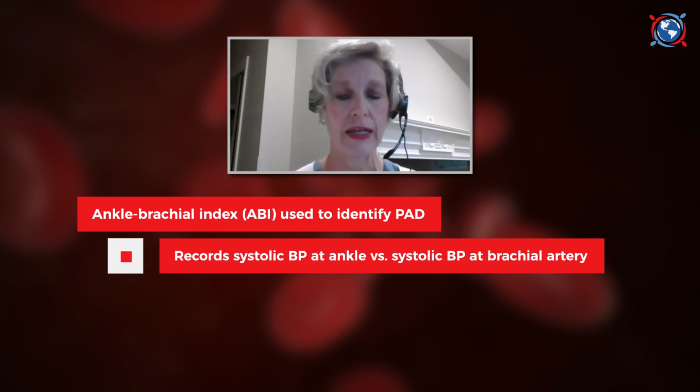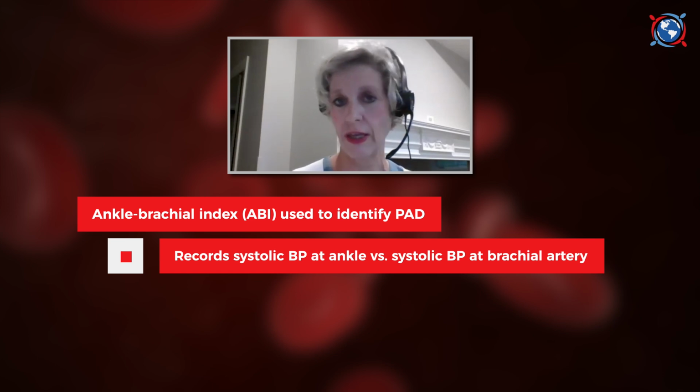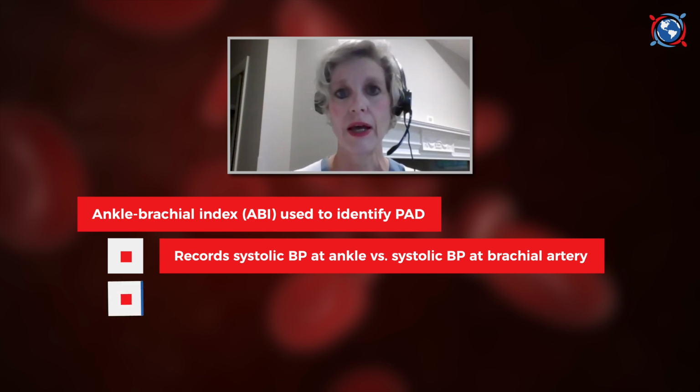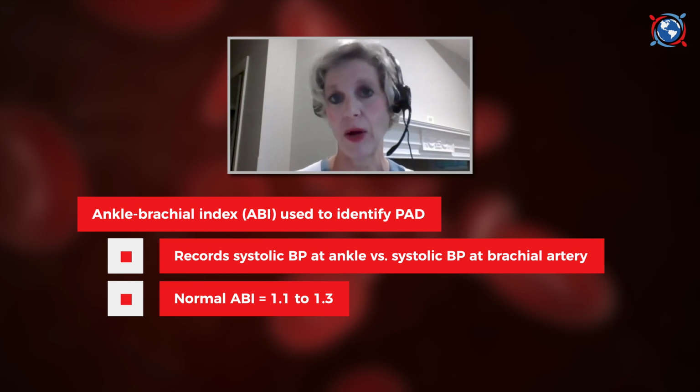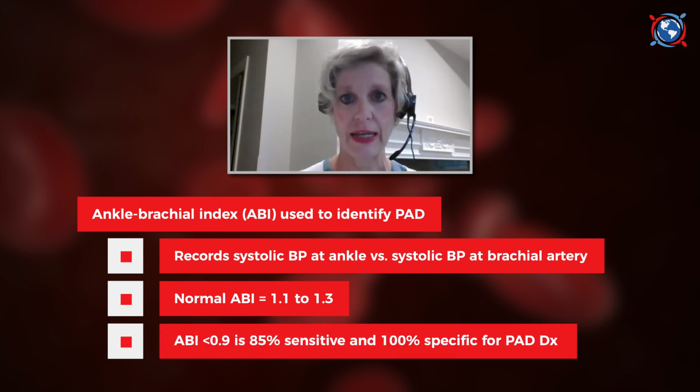Peripheral artery disease can be objectively measured and identified using the ankle brachial index. The ankle brachial index, or ABI, is a Doppler recorded ratio of systolic pressures at the ankle compared to systolic pressures at the arm, the brachial artery. A normal ankle brachial index is about 1.1 to 1.3 because normally pressures at the ankle are higher than pressures at the brachial artery. An ABI less than 0.9 is about 85% sensitive and nearly 100% specific for the presence of PAD.